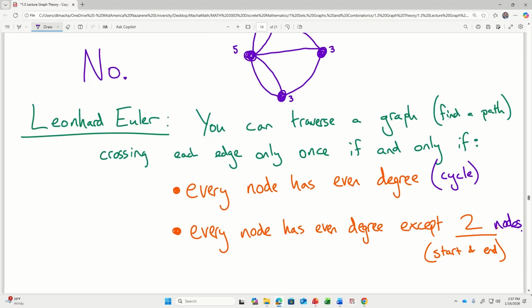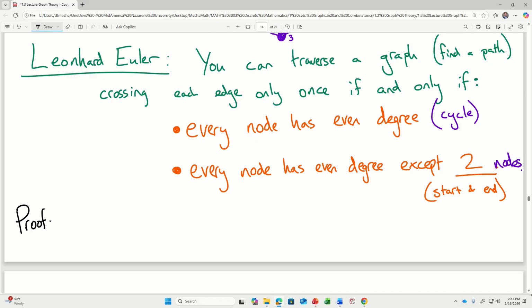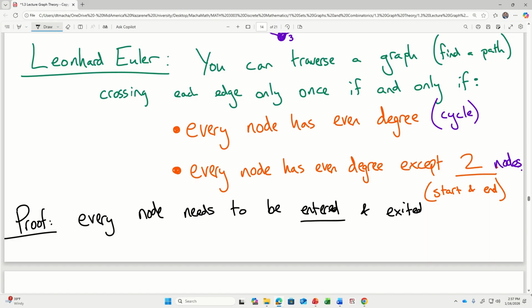So you might be wondering, is there a proof of this formula? And yeah, the proof is basically this. Proof is that like every node needs to be entered and exited. If it's going to be part of this path that goes through the city, it means I've got to get to the island and I have to leave the island by a bridge. If I'm trying to use every bridge only once, that means that every place I visit needs to have an even number of bridges. The bridges to and from, that means the degree has to be even.